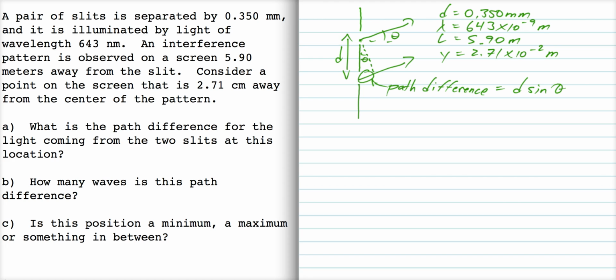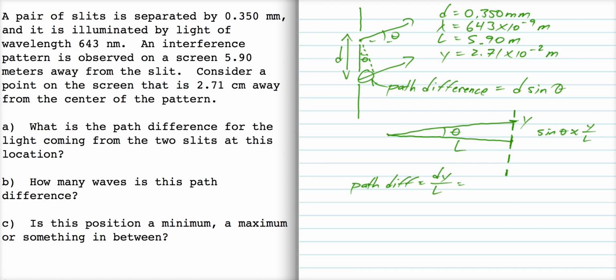But we know that for this pattern, if you've got a diffraction pattern over here on the wall, and we're dealing with some position y at some distance L, then that's our angle theta, right? And we know that sine theta is about equal to y over L for very small angles. So I can say that the path difference is just d y over L.